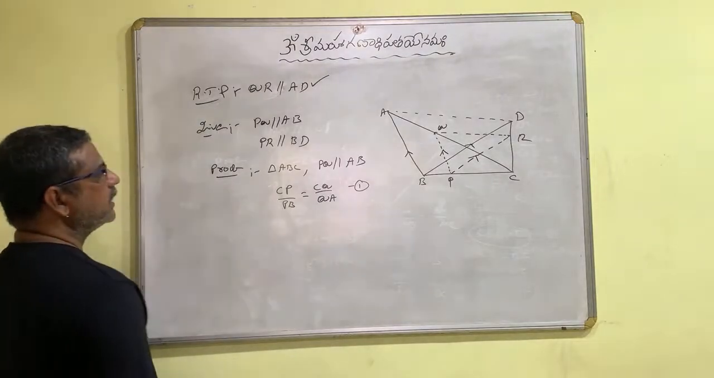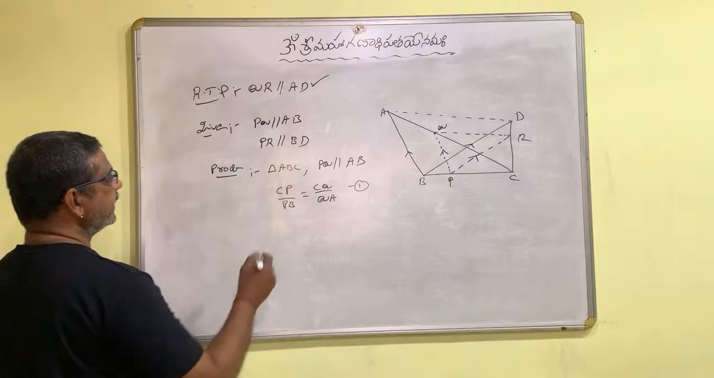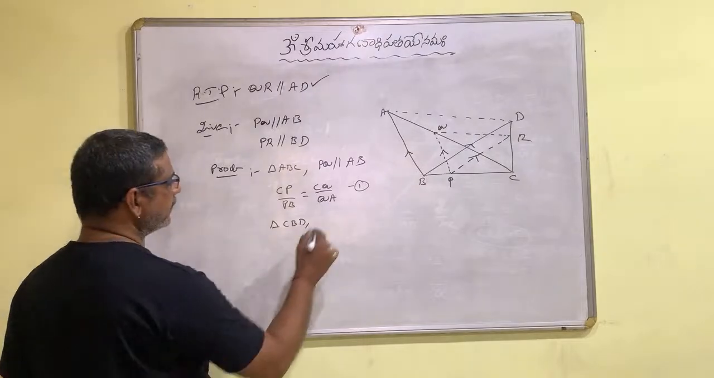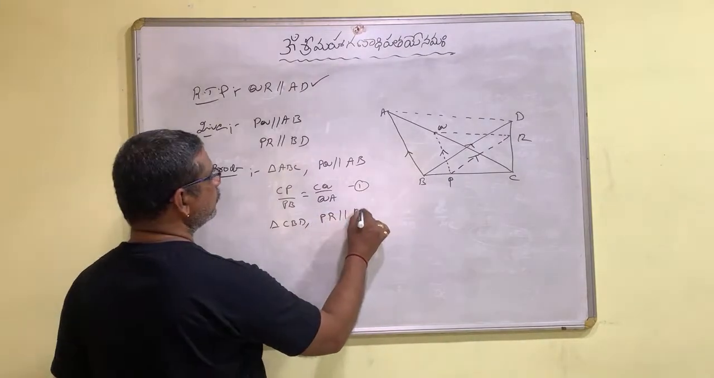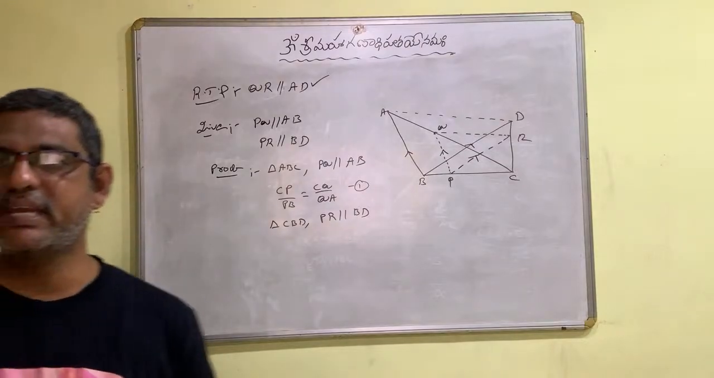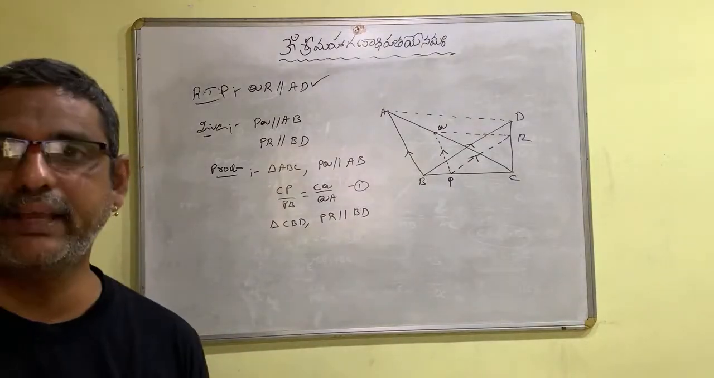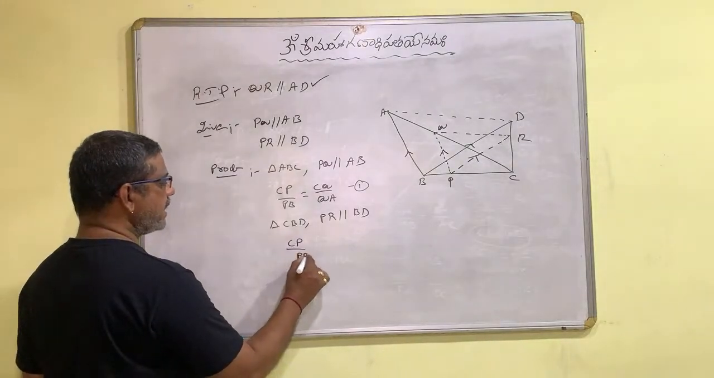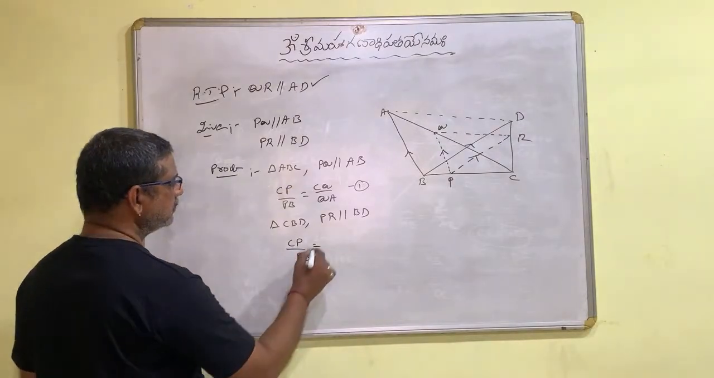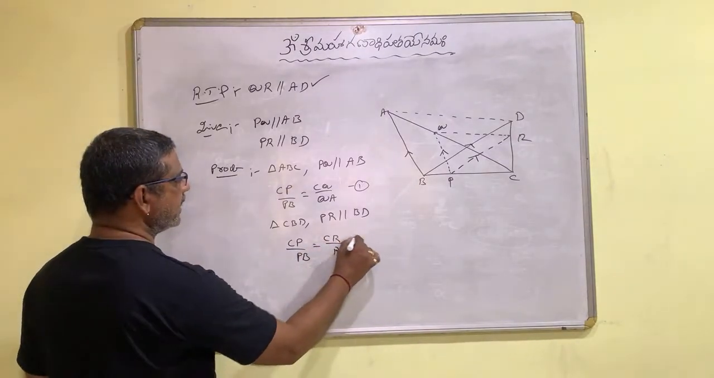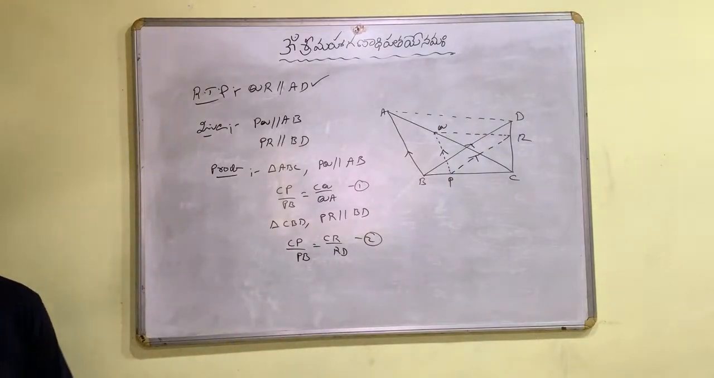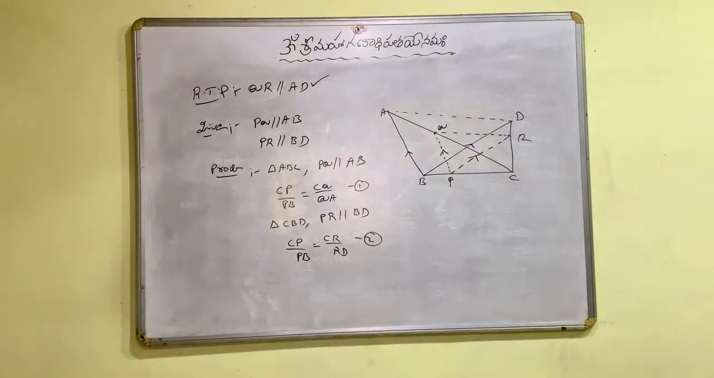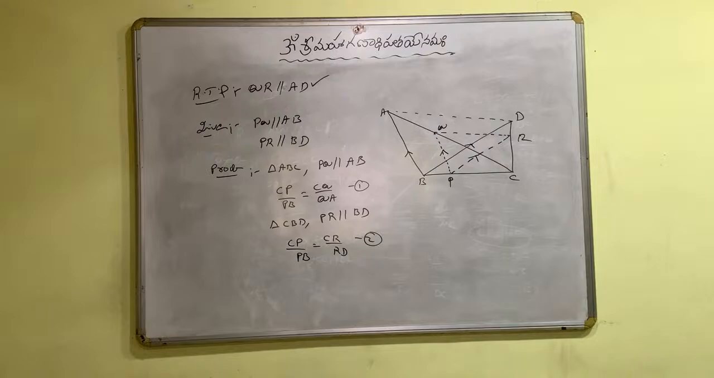Now, consider triangle CBD. PR parallel to BD. Then what can we write now? Again, CP by PB is equal to CR by RD. Let it be 2. Now tell me, from 1 and 2 what can we do?